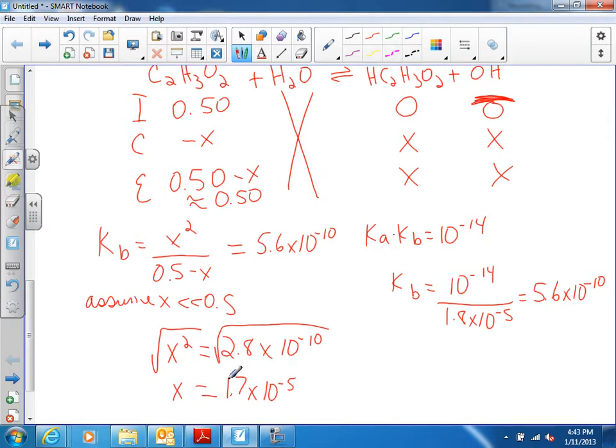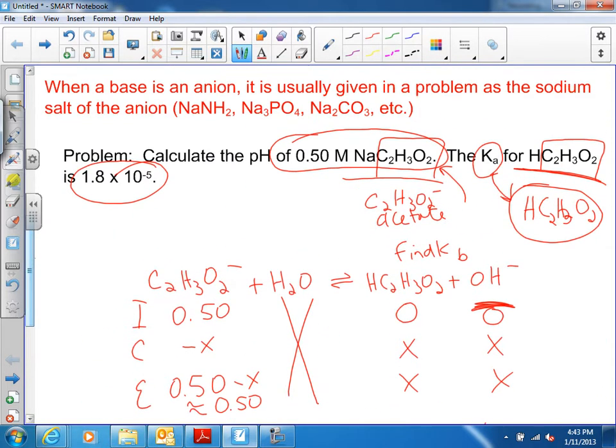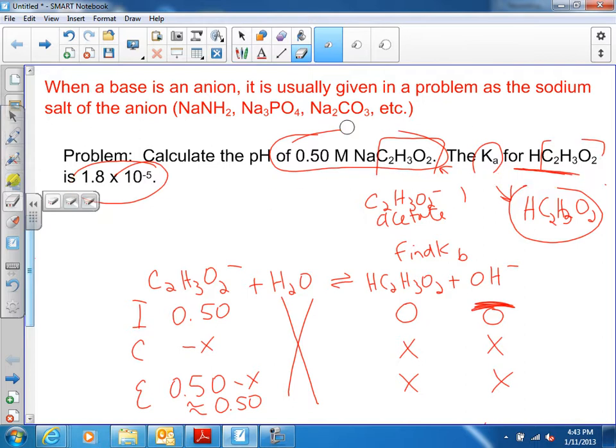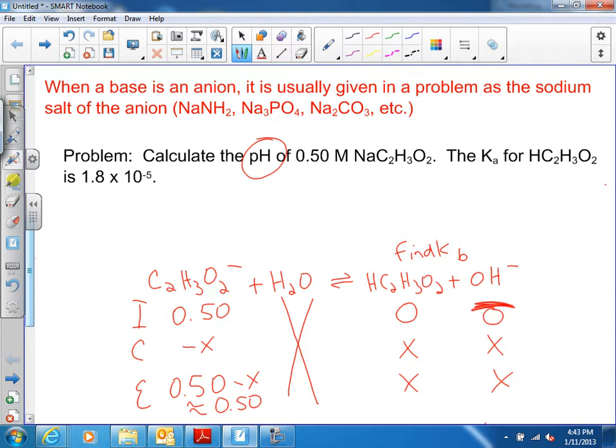One of the things that students often don't do is go back to the original question to find out what they were asking for. What do we want? Oh, I want pH. So if we look at this big problem here, all I'm asking for is the pH right here. That's what I want. Try to find the pH.